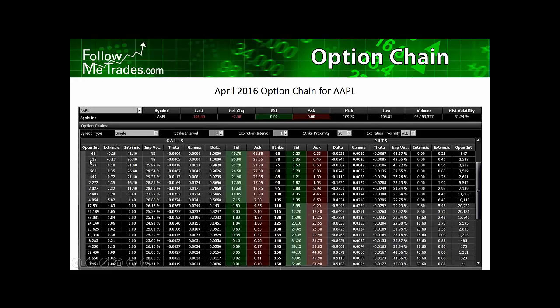You look at the open interest, the volume, all kinds of things, and you can choose the best option contract to make your trade with. Again, I keep it really simple.